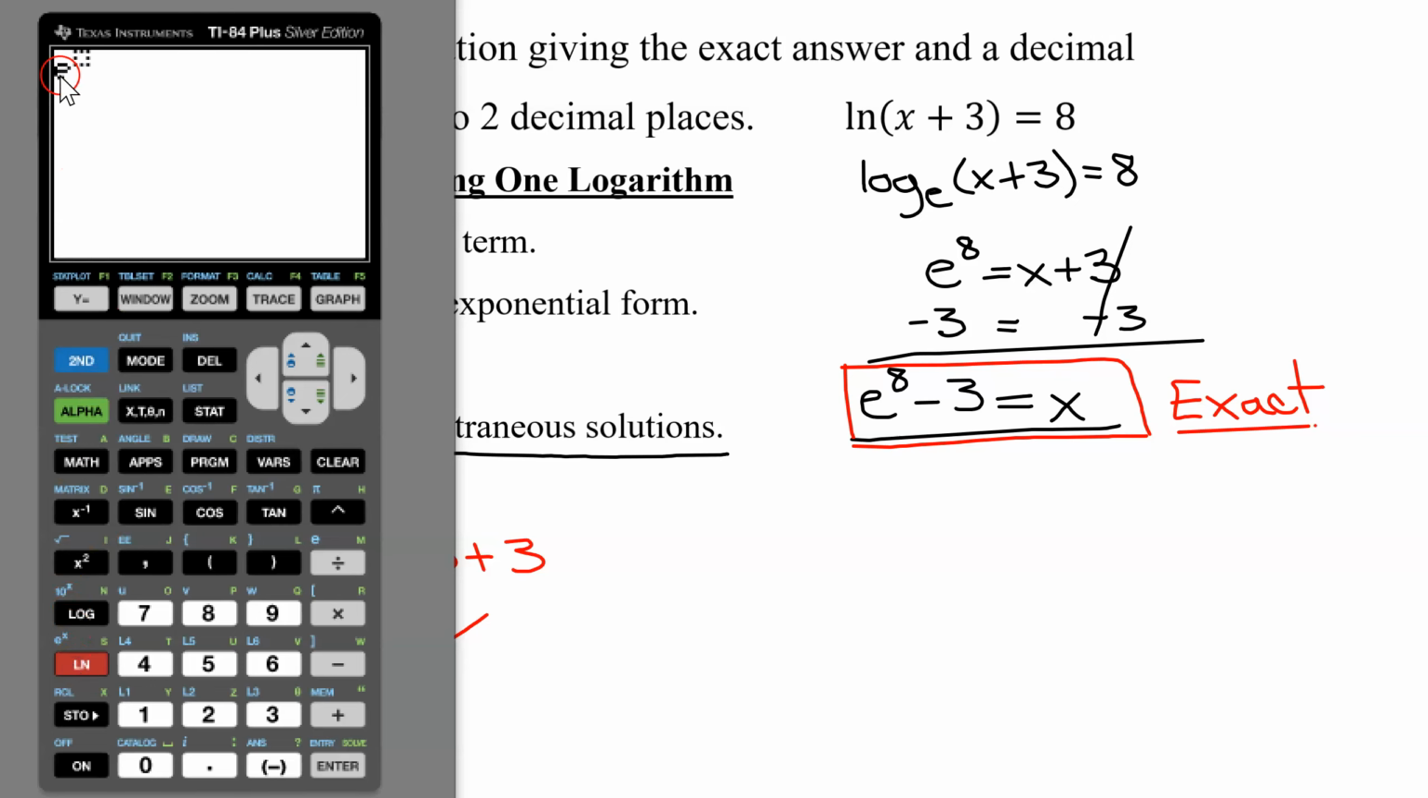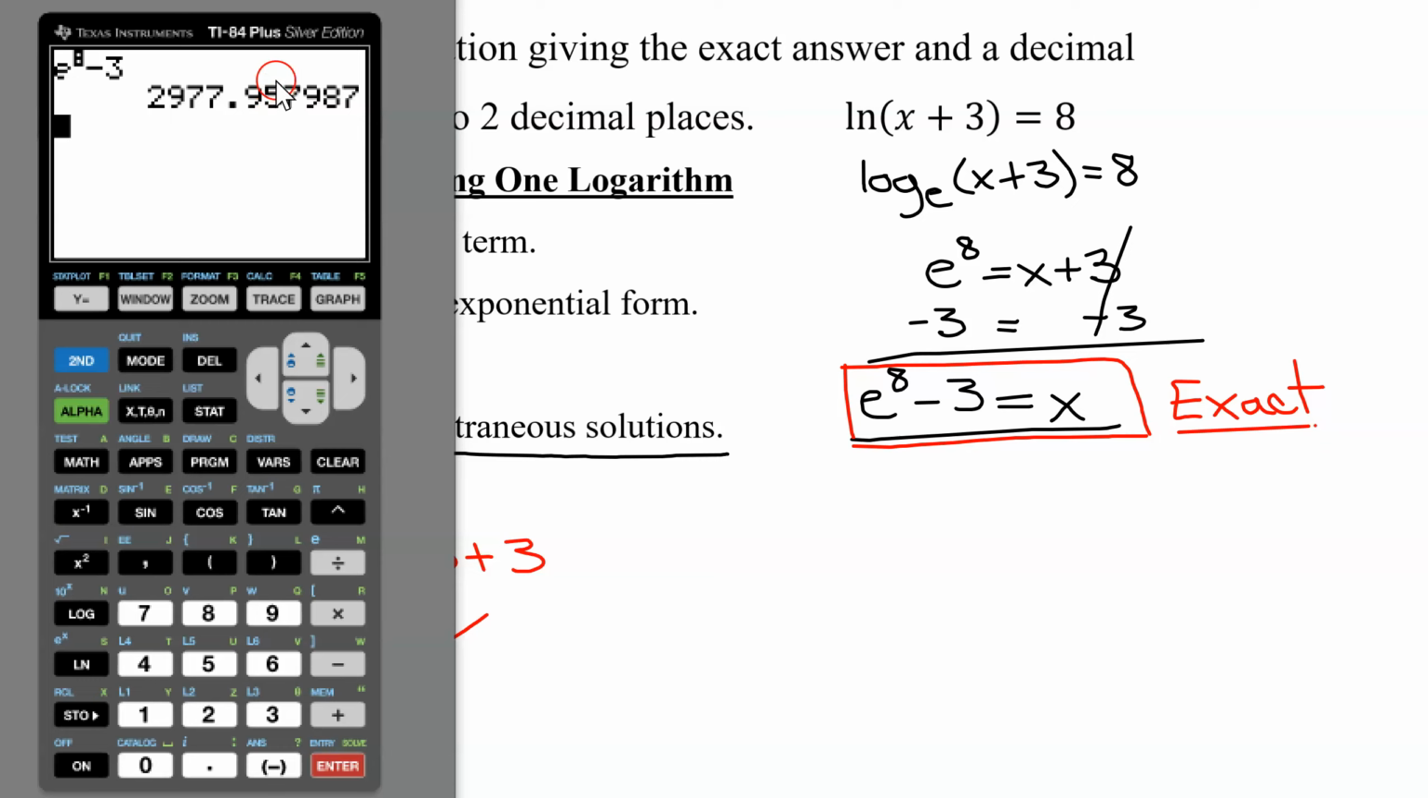It typed in e and moved my cursor to the exponent, so I type in 8, but notice my cursor is still in the exponent, so I have to use the right arrow key to get the cursor out of the exponent before I put in the minus 3, and then hit enter. So here is my answer. I need it rounded to 2 decimal places.